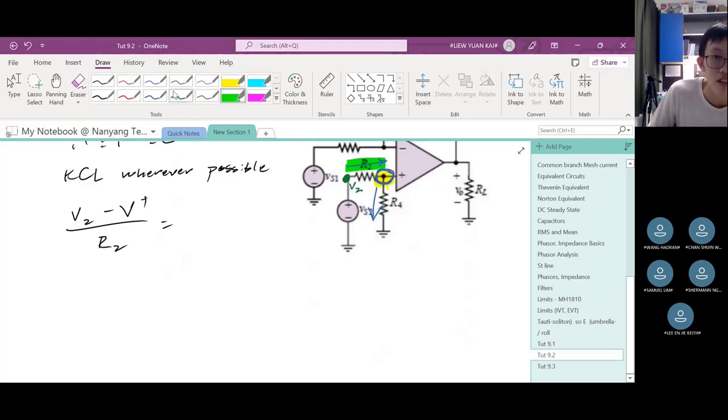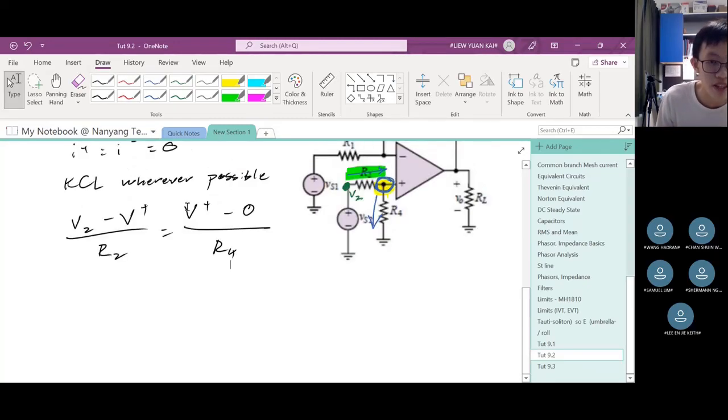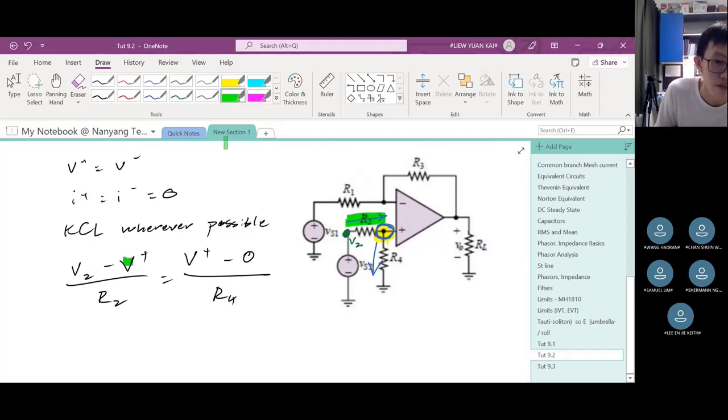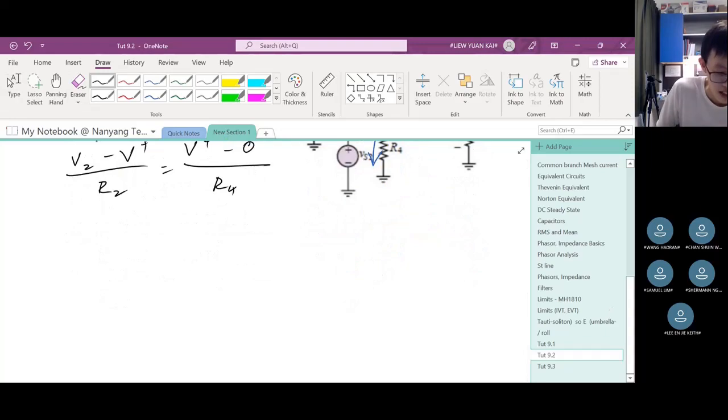So the current going out is this one. V start minus Vn: the start is the positive terminal, the end is the ground. So V plus minus, this is ground, so it's 0, divided by R4, which is the resistance. Now, our objective here is just to make V plus the subject. Why do we want to make V plus the subject? We want to make V plus the subject so that we can equate it with V minus later, using this fact that we acknowledged earlier. So let us go ahead and make V plus the subject.